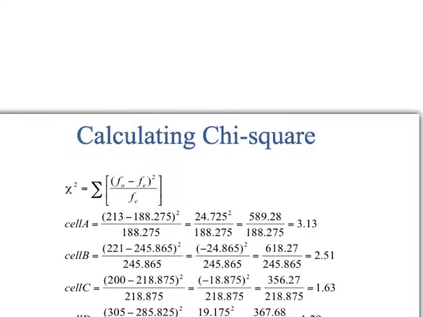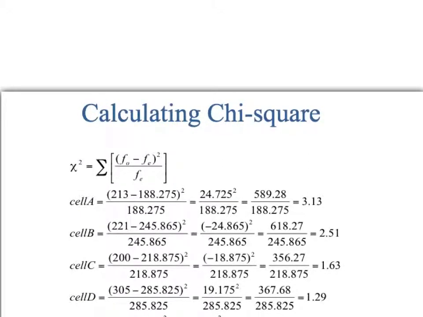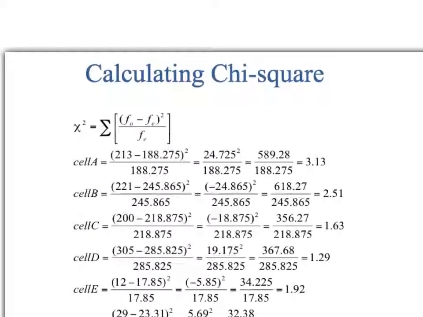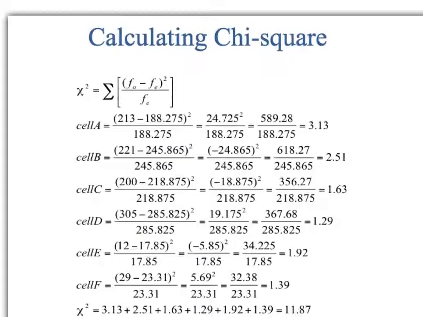So then we move to cell D, and for cell D, we have an observed frequency of 305, and we're subtracting 285.825, or 83 if you rounded. And then we're going to square it, and we're going to divide by the expected, and that's going to leave us with 1.29. Cell E, we have an observed of 12 and an expected of 17.85, and so we're going to square that and then divide by the expected, which gives us about 1.92.